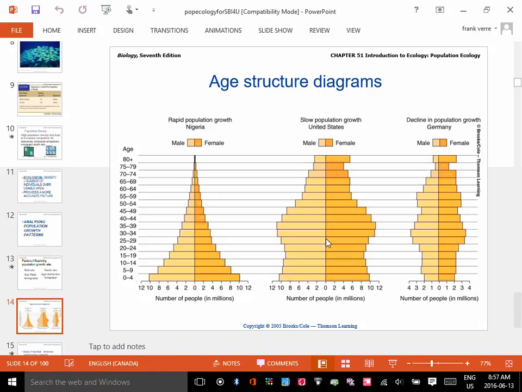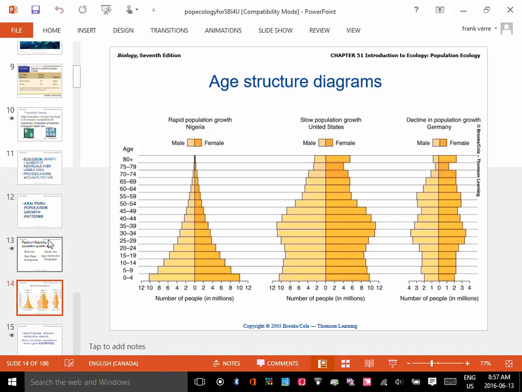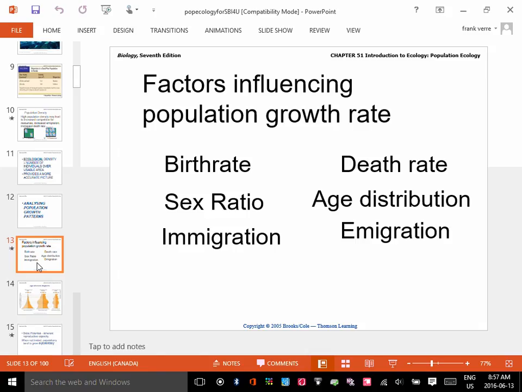The U.S. is kind of like in the middle, so you can see it still has a pretty broad base, which means it has good potential for growth. Not as much potential as Nigeria would, but the death rate would also be much lower in the U.S. than it would be in Nigeria. So you have a higher chance of getting to older age if you are a child. So the distribution of age does tell you something about the population.